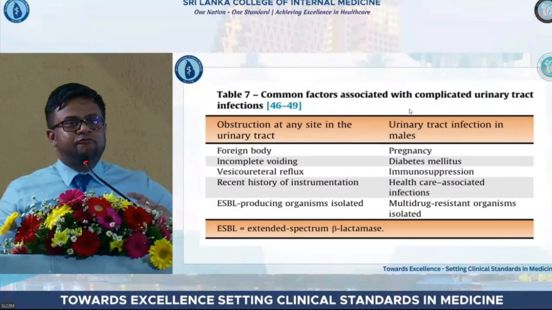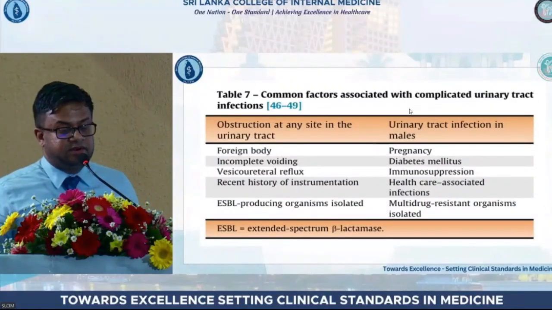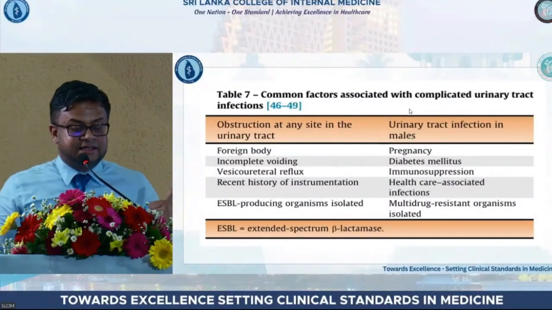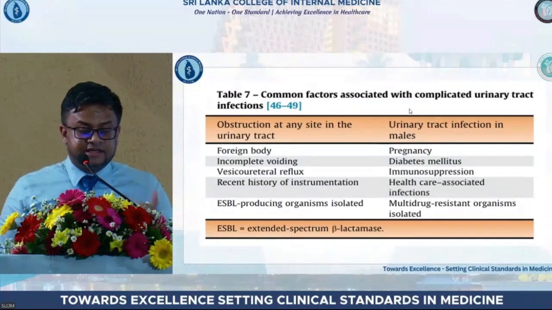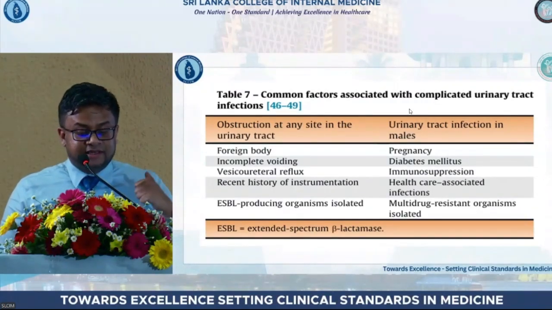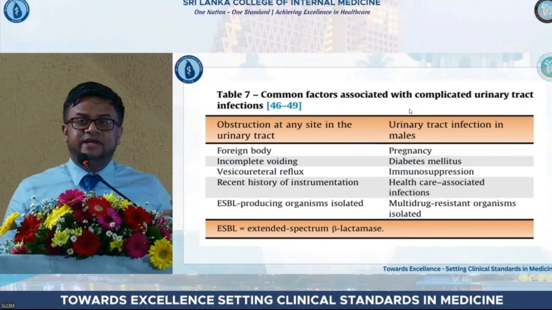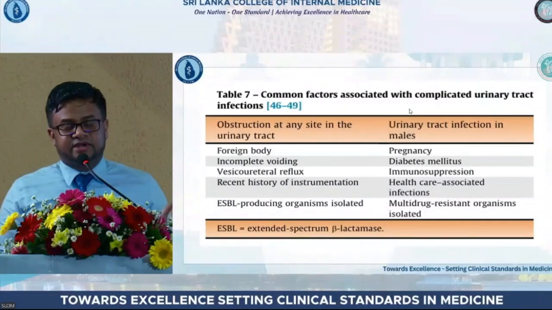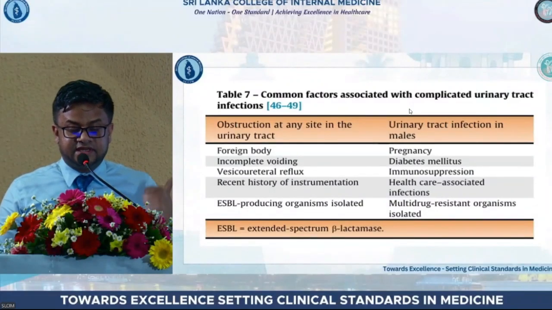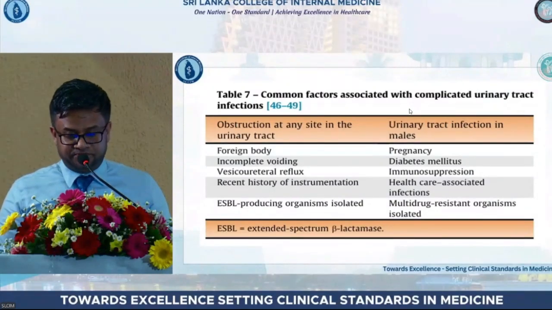Right. So when do you suspect complicated urinary tract infection? Check whether there is a history of obstruction at any site of the urinary tract, foreign body, incomplete voiding, vesicoureteral reflux, recent history of instrumentation, ESBL producing organisms isolated in a previous or recent history, male urinary tract infection, pregnancy, diabetes, immunosuppression, and so on.